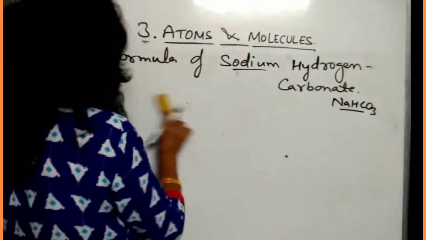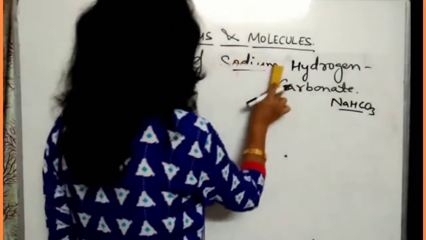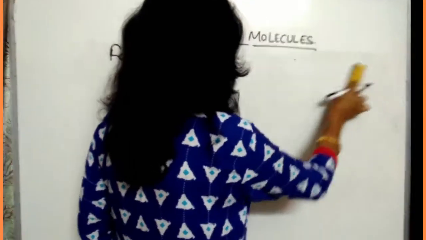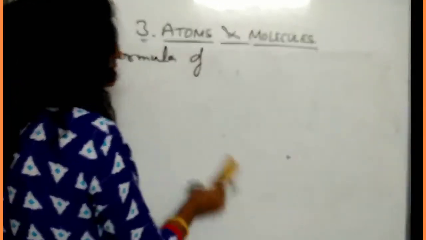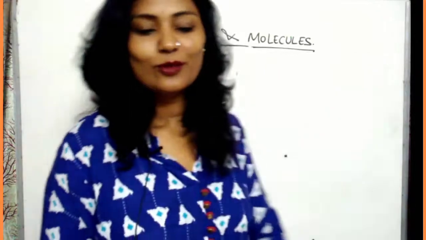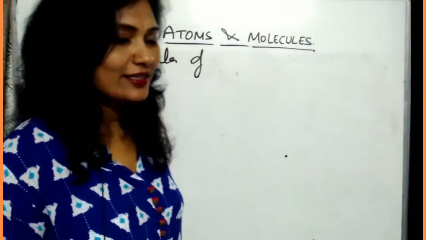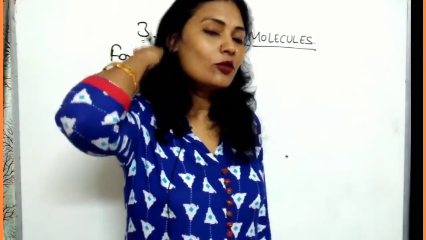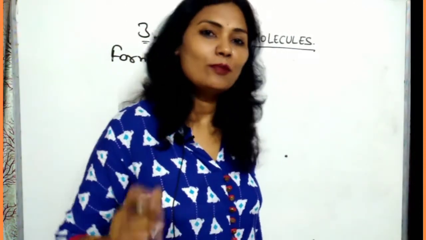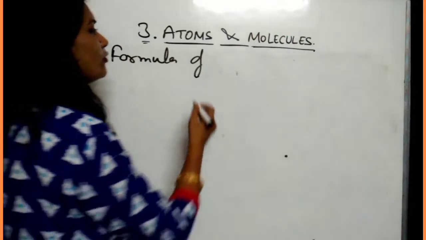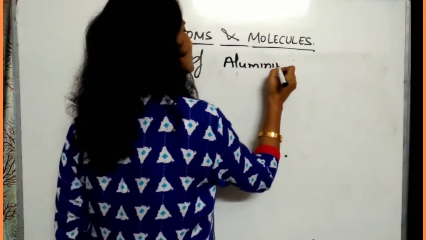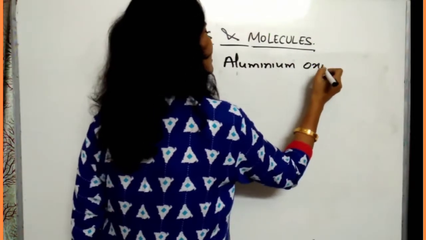We will take aluminium, because its valency is different. Its valency is 3, plus 3. So you have to learn the valency, otherwise you are not able to make the formula. The valency of aluminium is plus 3. So we can write the formula of aluminium oxide.